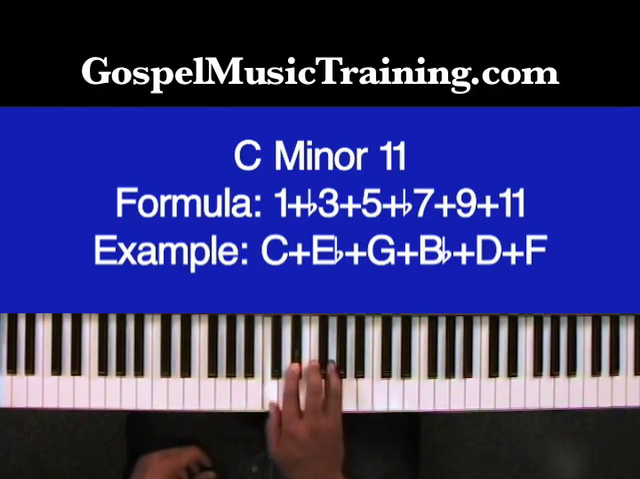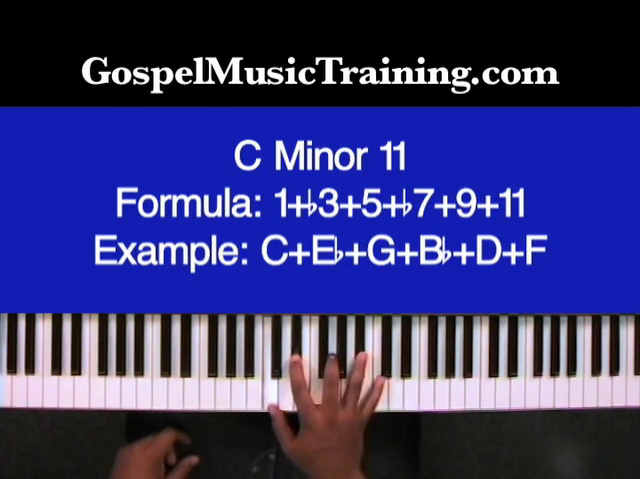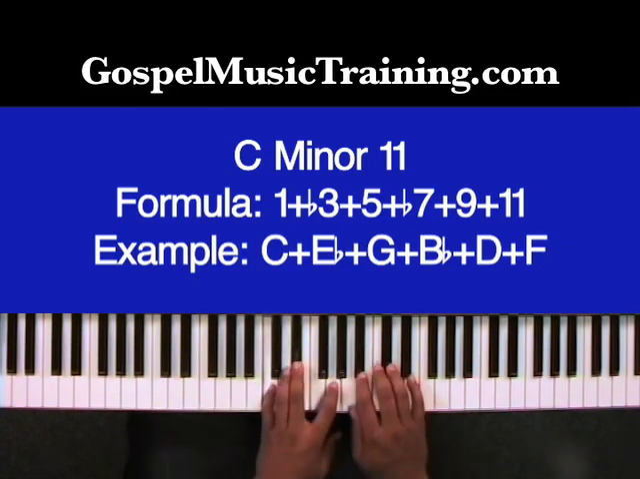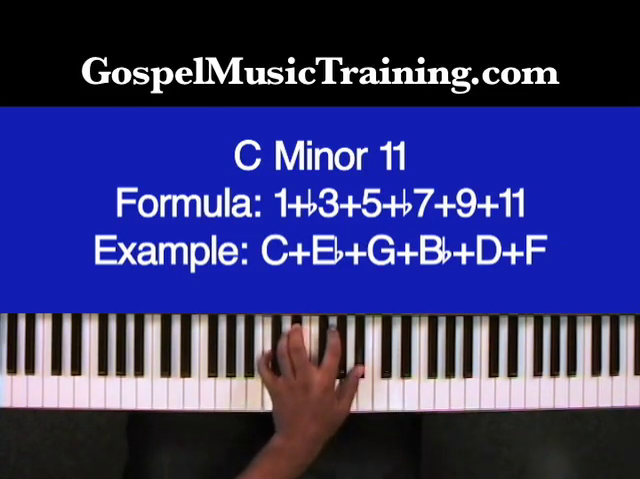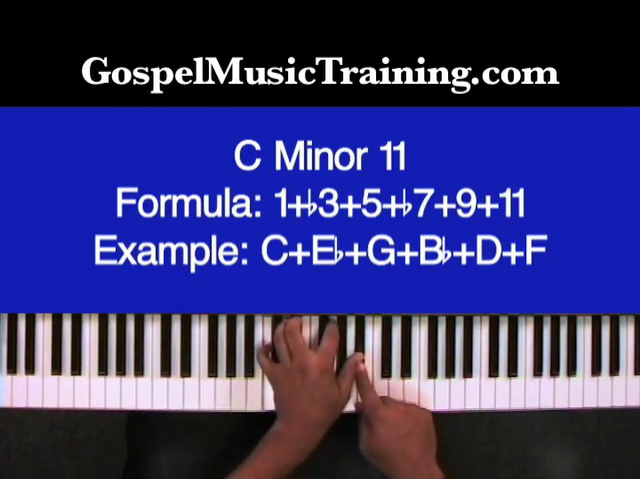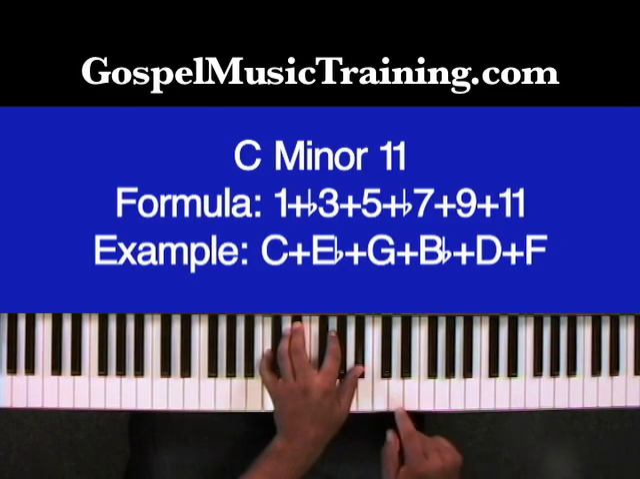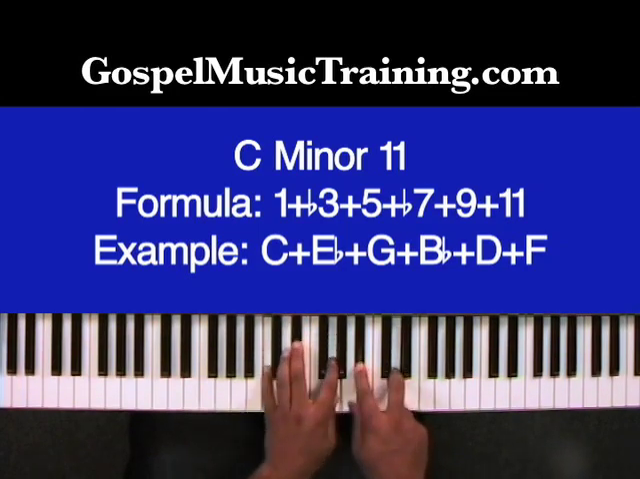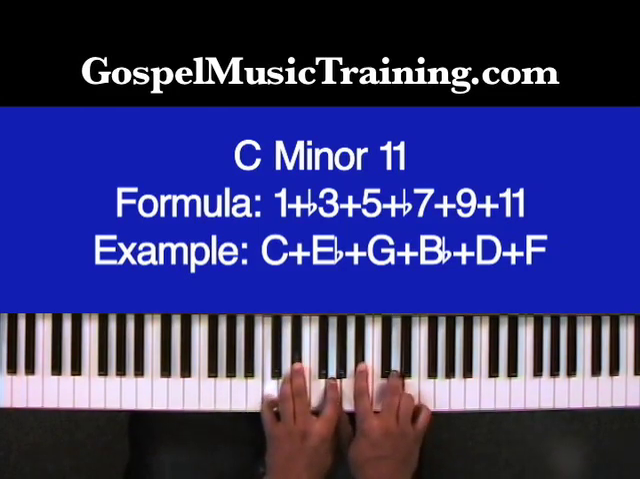Then the next thing we would want to do is add the 7th, just like the major, okay? So we would add the B flat, and this is the 7th of the C minor scale, all right? Then you would add the 9th of the C minor scale. We're extending the chord, and then you would add the 11th, which will be F.